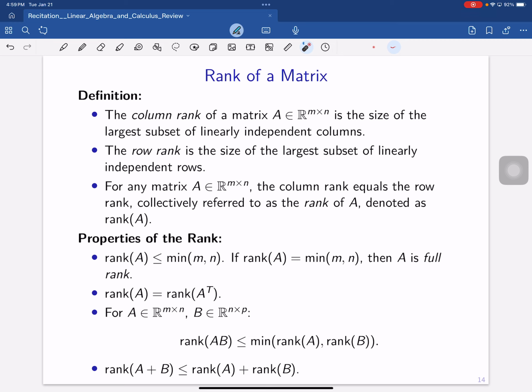And here is another property. The rank of A plus B is less than or equal to the rank of A plus the rank of B. So roughly, why is this true? Let's see.